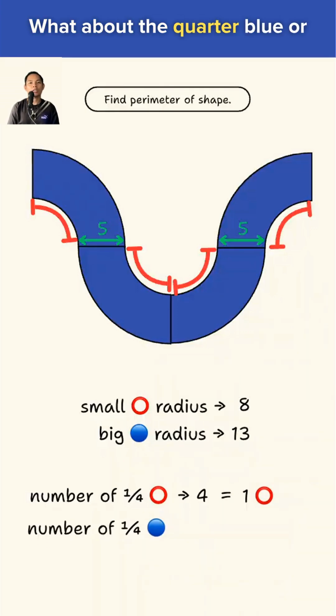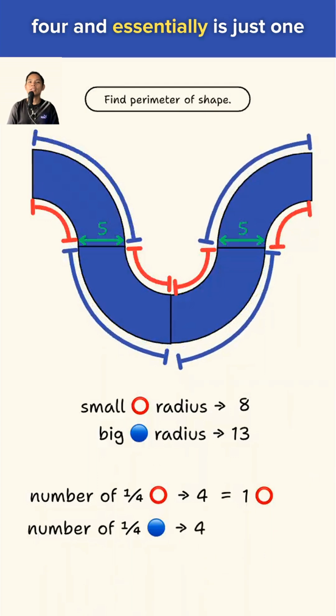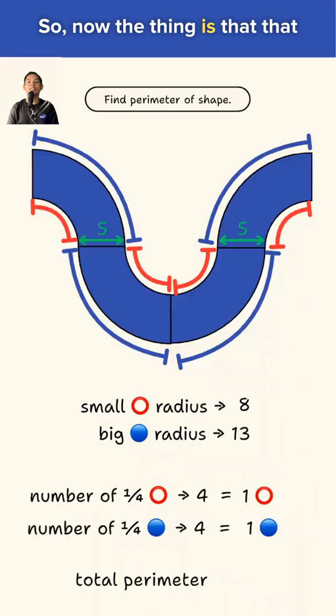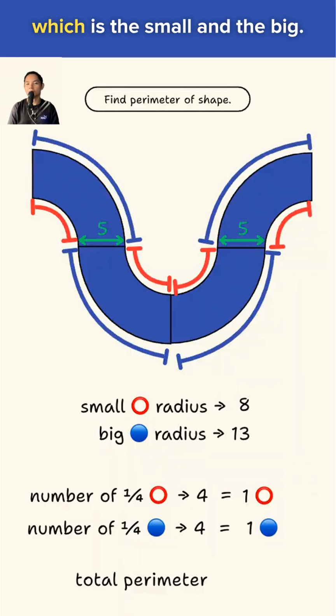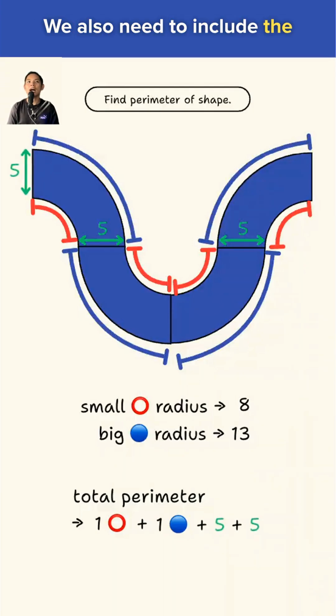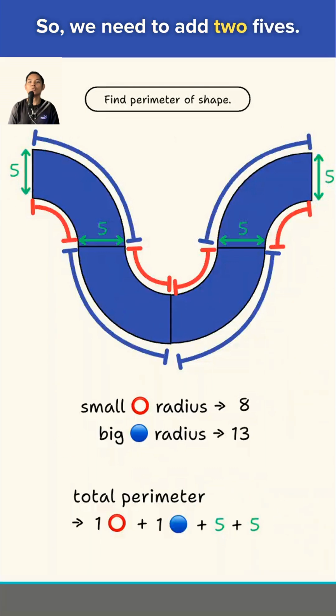What about the quarter blue or big circle? So if you were to count the outline, so 1, 2, 3, and 4, and essentially it's just one blue circle perimeter. So now the thing is that since we have 2 circles, the small and the big, the total perimeter would then be equal to one small circle plus one blue big circle. But is that it? We also need to include the outline as what we see over here, the 5 over here and the 5 over here.